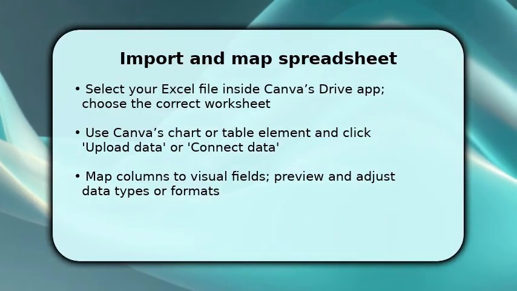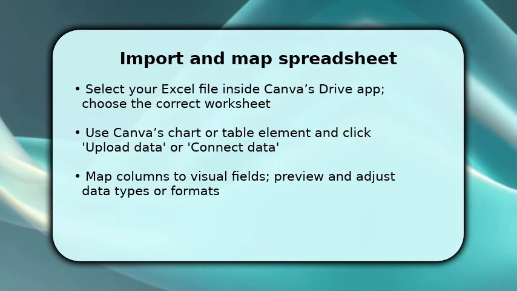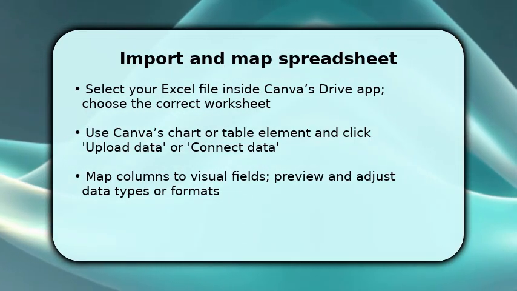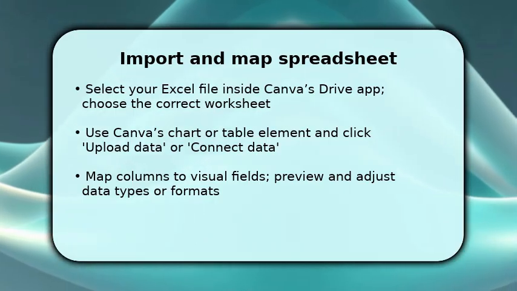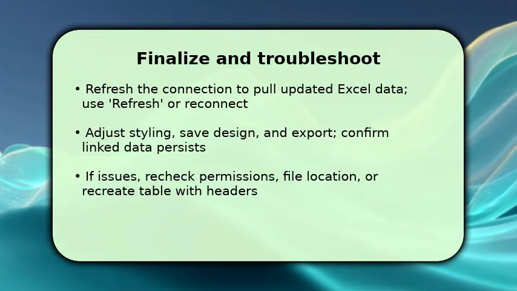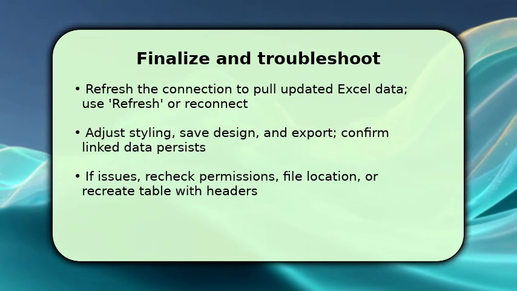Map each column to the appropriate visual field, changing numeric, date, or text formats as needed so labels and values render correctly. Make sure to preview changes before committing them. Finish by styling the imported chart or table to match your design, then save and export as needed.